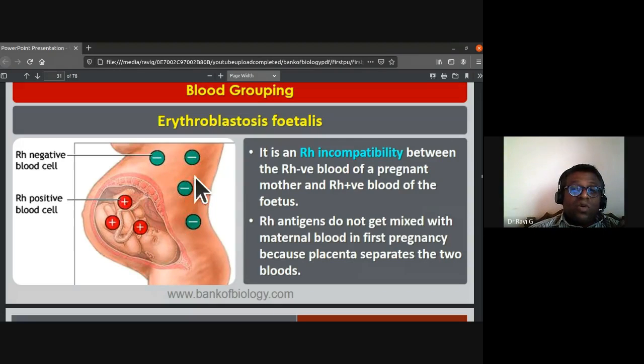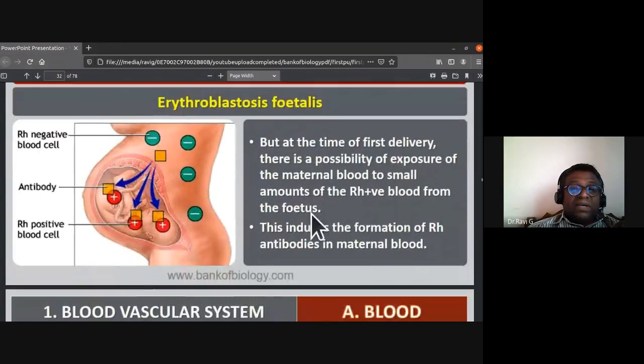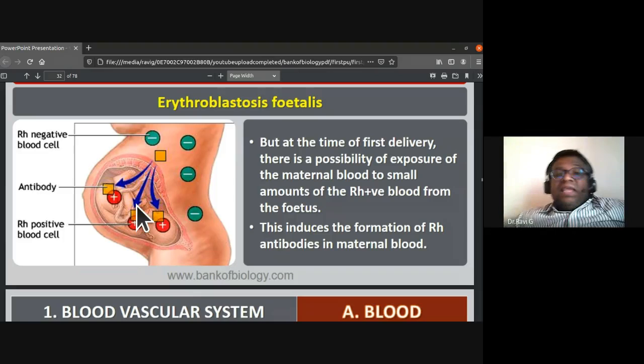So Rh antigens do not get mixed with maternal blood in first pregnancy because the placenta separates the two blood groups. Okay. But at the time of first delivery, there is a possibility of exposure of the maternal blood to a small amount of the Rh positive blood from the fetus. As a result of that, this induces the formation of Rh antibodies in the mother's blood. So earlier there was no Rh antibody. Now they have this Rh antibody developed, which is yellowish in color here.